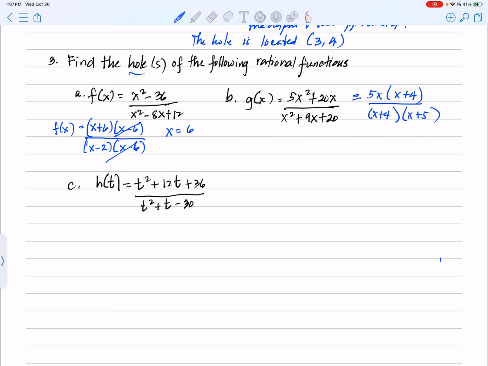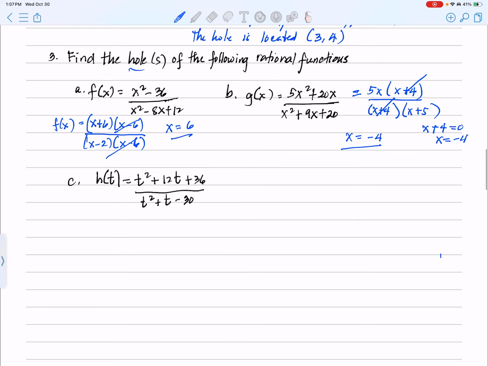Alright, we can see a common factor in the numerator and denominator. That means the hole is located at negative 4, coming from x plus 4 equals 0, then x is negative 4. Okay?